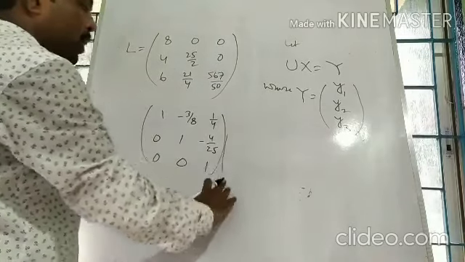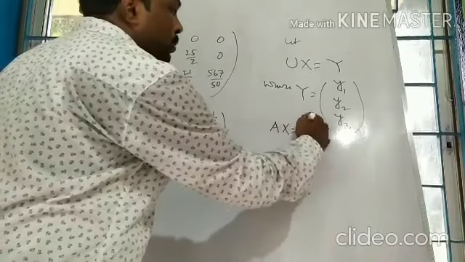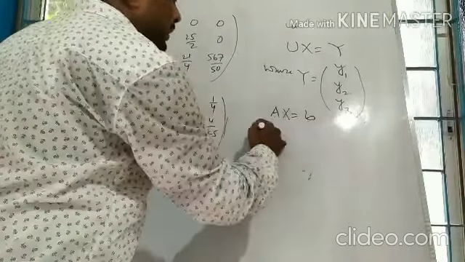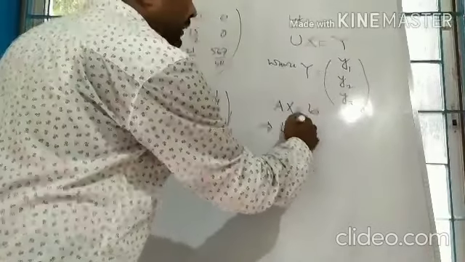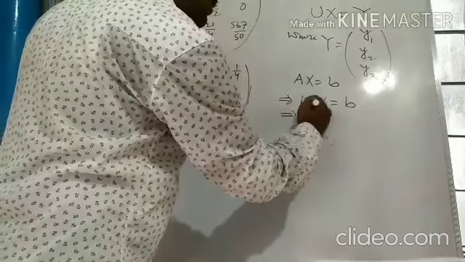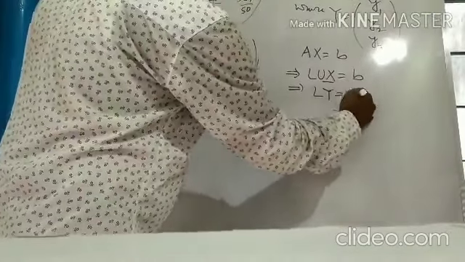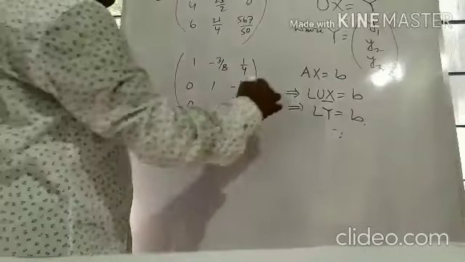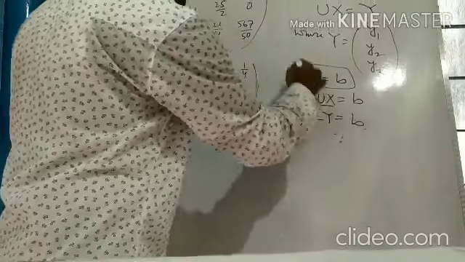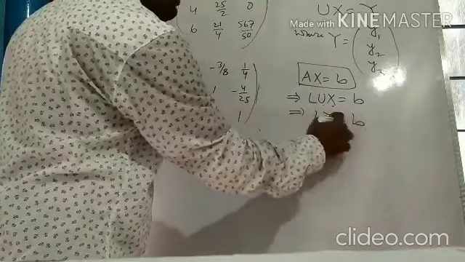Ux equals y implies we have the system Ax equals B, and A is LU, so LUx equals B. Let Ux equals y, which implies Ly equals B. So for solving the system Ax equals B, first we have to solve the system Ly equals B.